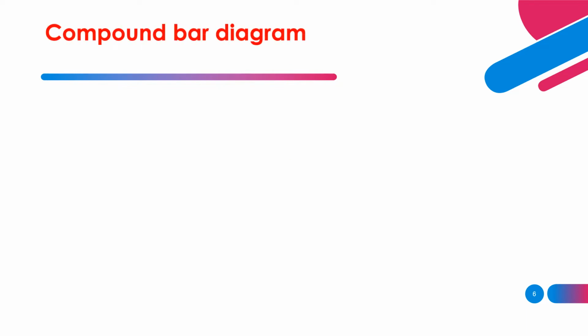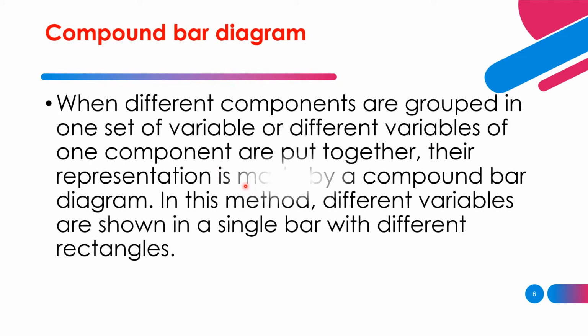Next, we have the compound bar diagram. When different components are grouped in one set of variables, or different variables of one component are put together, the representation is made by a compound bar diagram. In this method, different variables are shown in a single bar with different rectangles.